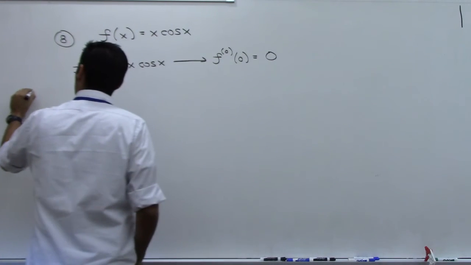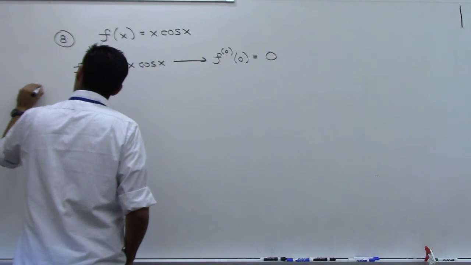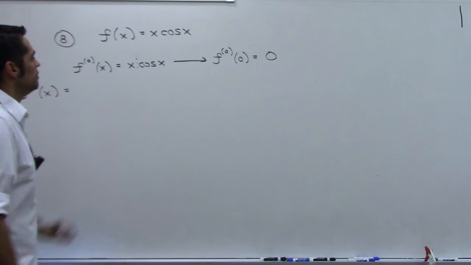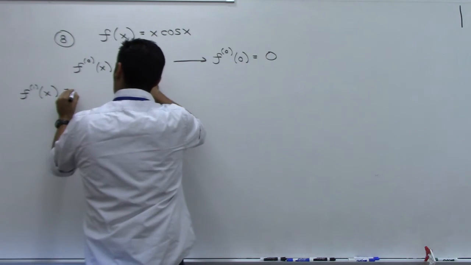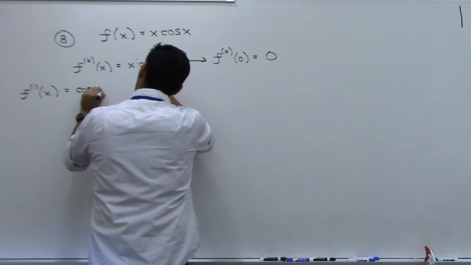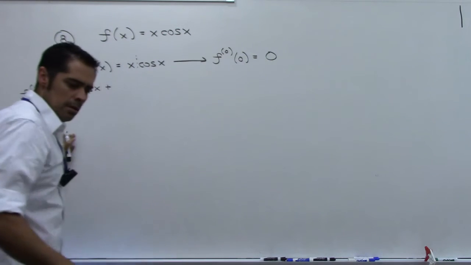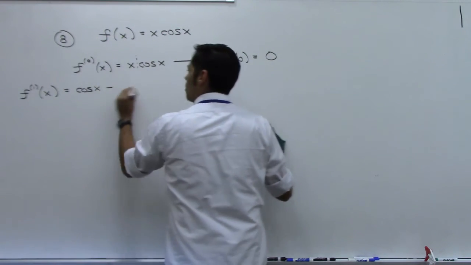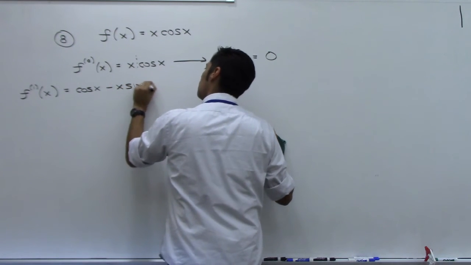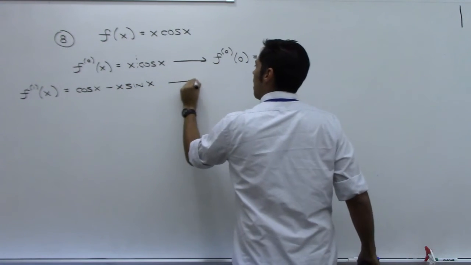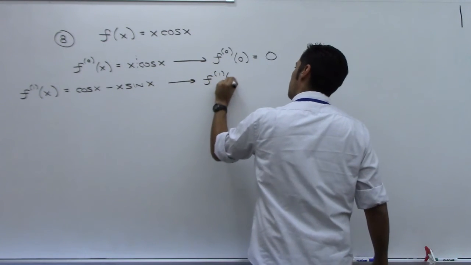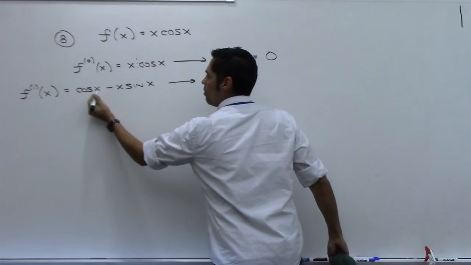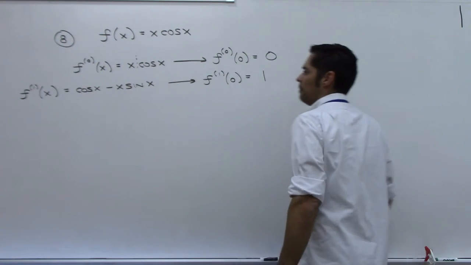Now the first derivative of this function requires a product rule. So the derivative of the first one is 1 times the second, plus derivative of the second one, which is negative sine x, times the first one, so negative x sine x. Now, if I take that first derivative and I plug in 0, this goes away, but cosine of 0 is 1, so I get 1.